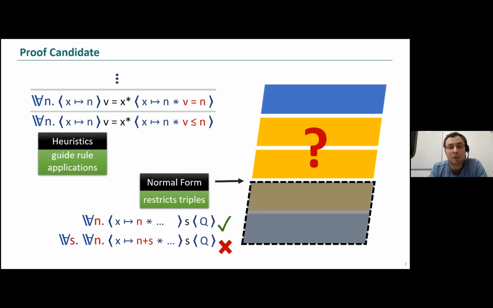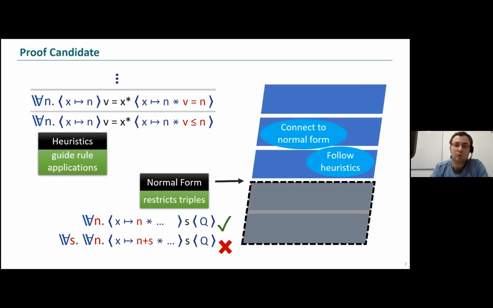It's very important that the heuristic is precise. Weakening too often would result in the problem that there are postconditions we should be able to prove, but we can't because we weaken the postcondition too much. Weakening too little would cause the proof candidate to be wrong because some side condition would fail, even though it shouldn't in the proof. Good.